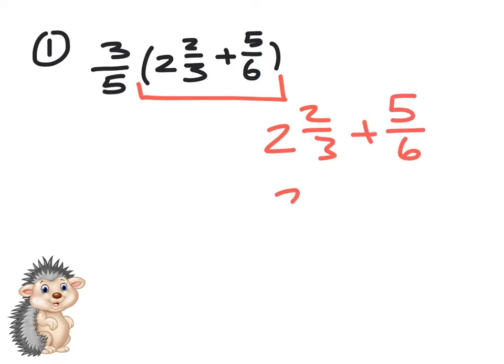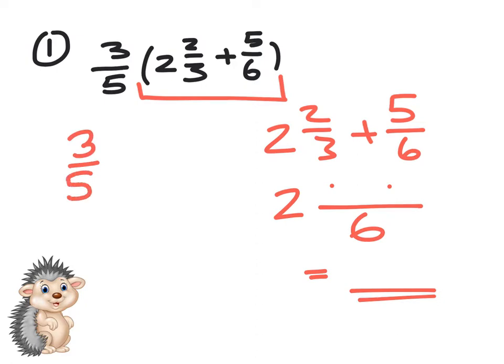5/6. So we can't do much with the whole number. So when we add the fractions, we need to get the same denominator. So the 3 and the 6 is going to get a new denominator 6. Work out the same numerators, get your answer. Once you've got that answer, take it back over here and turn it into a times sum, because this means 3/5 times that bracket.